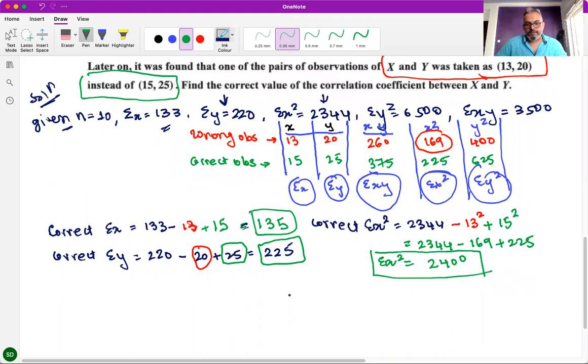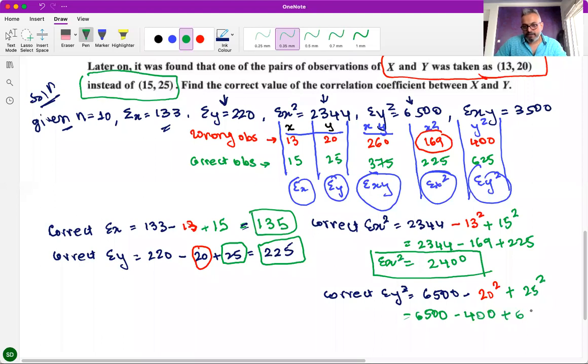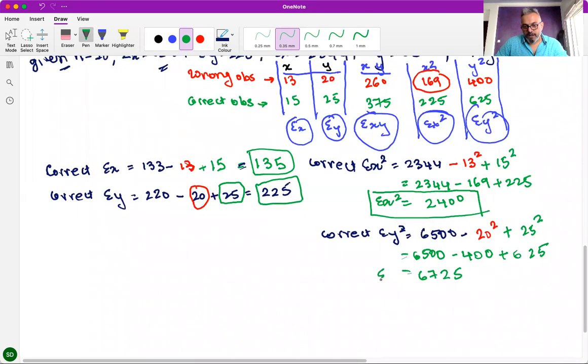Now, correct sigma y square is equal to wrong sigma y square, which is 6500, minus wrong observation is 20 uska square, and correct observation, so plus that is 25 ka square, which is equal to 6500 minus 400 plus 625, which is equal to 6725. So sigma y square is equal to 6725.